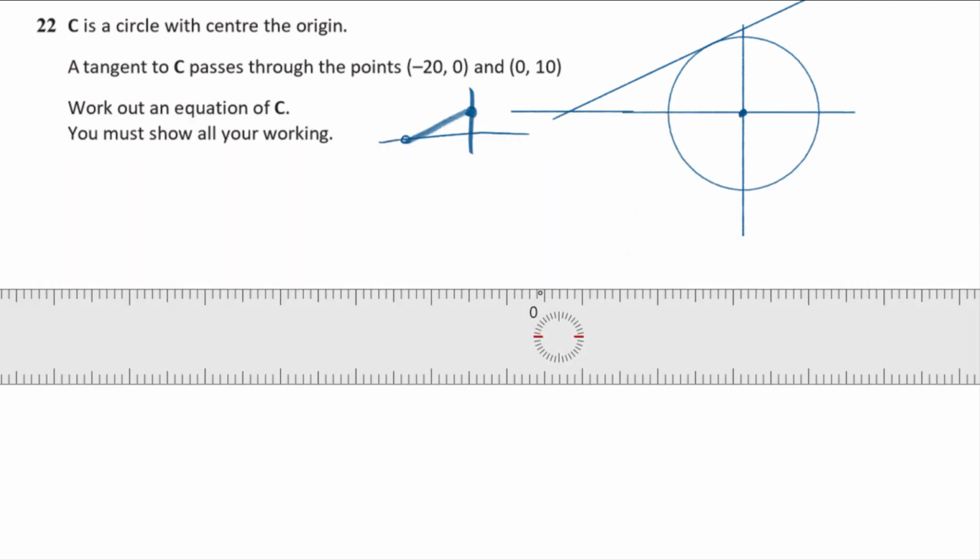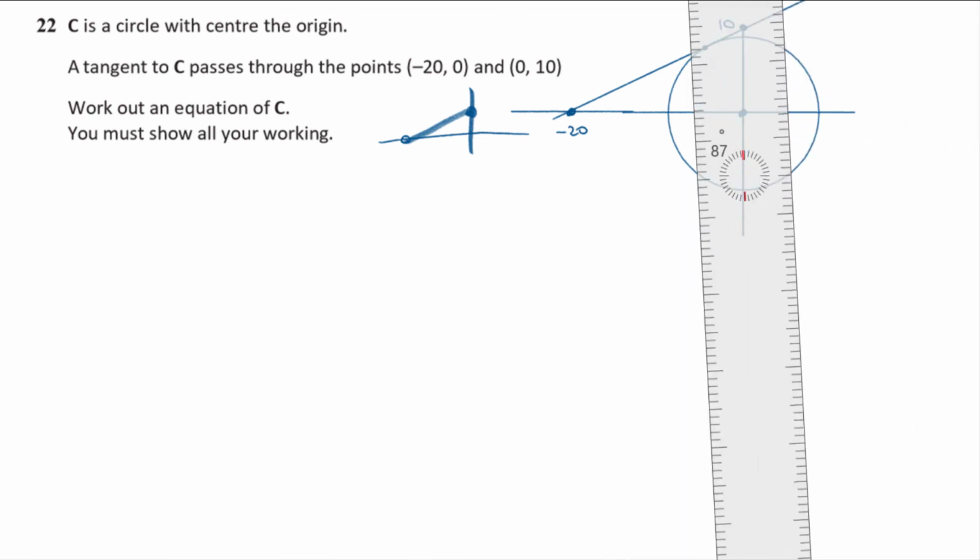So that there is the point minus 20 on the x-axis. And that point up there where the line passes through again is at 10, okay? And we know it touches the circle at this point here. We want to work out the equation of C, the circle.